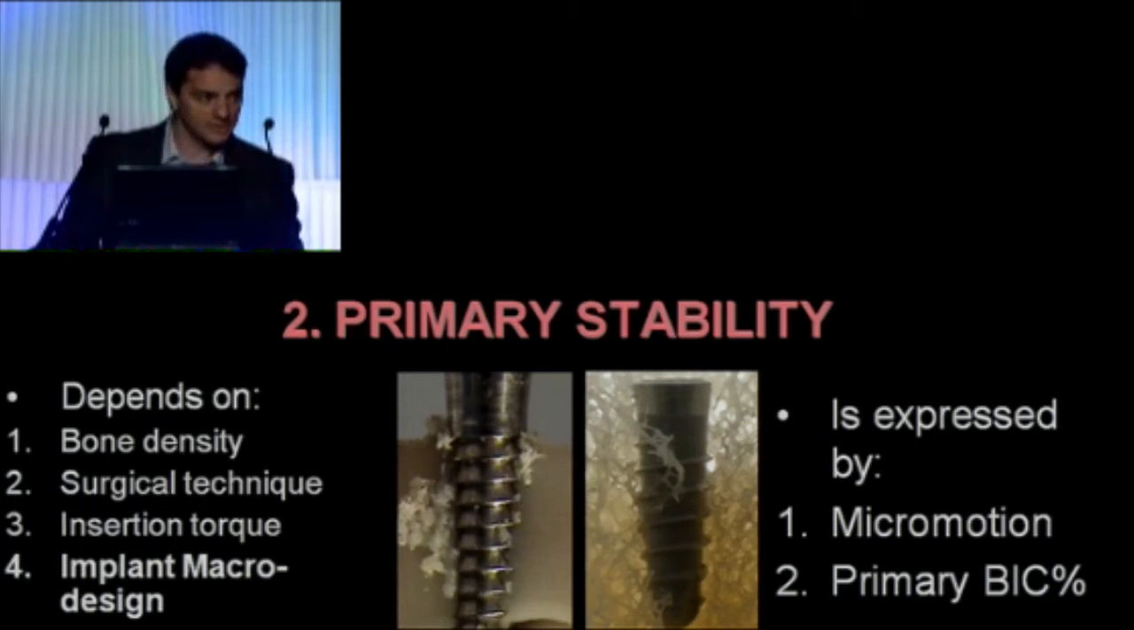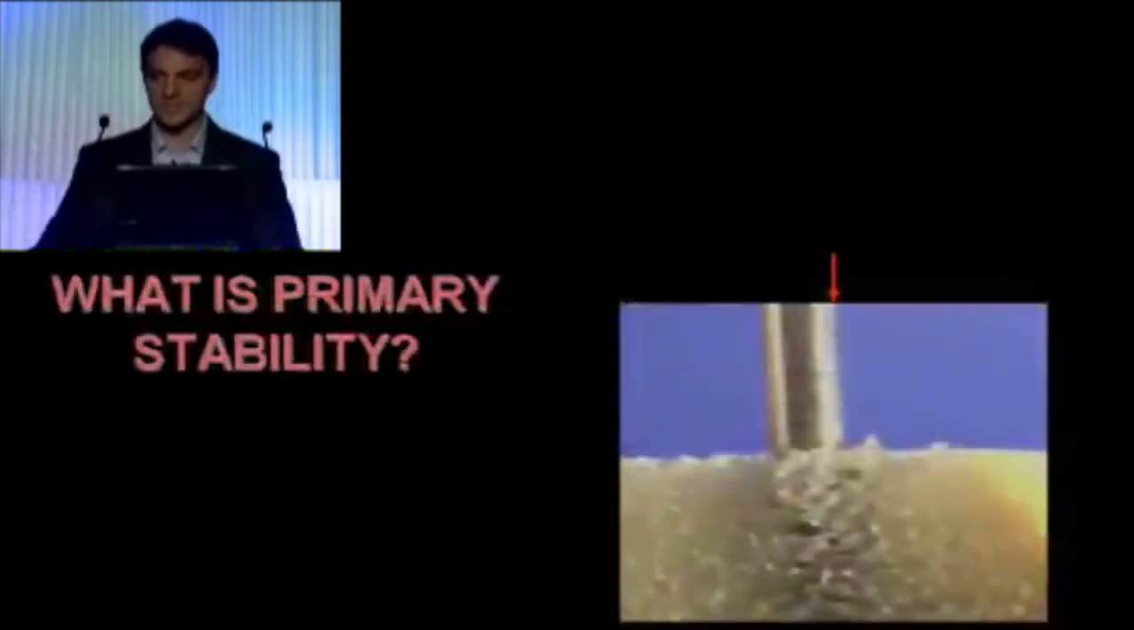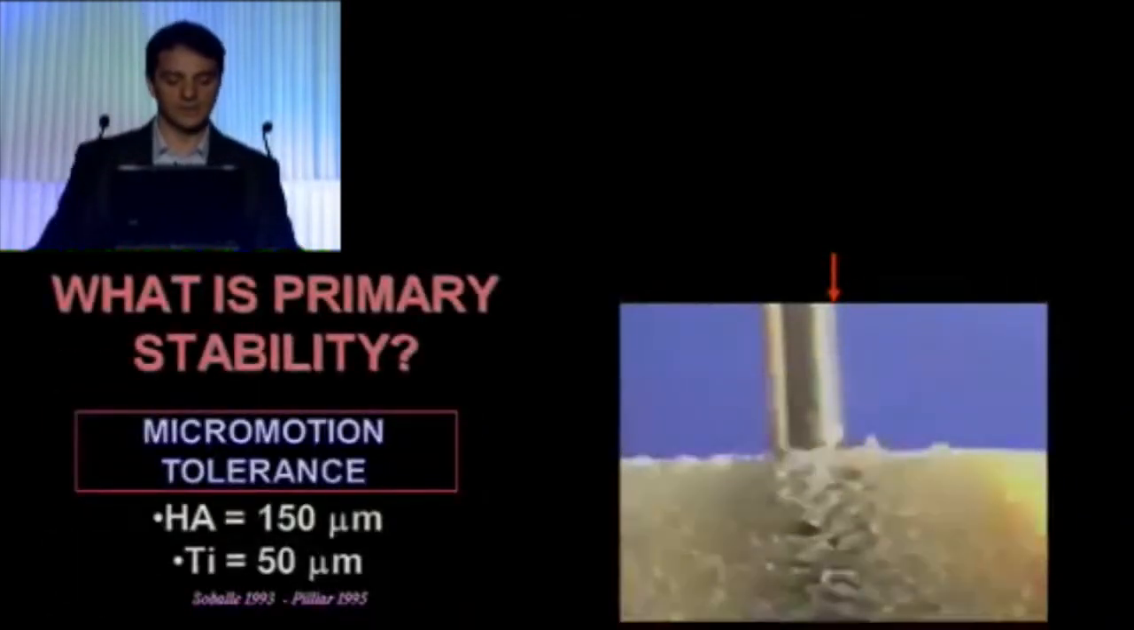Can we measure the movement in the mouth? No, no way. There's no instrument up to date that can be used in the mouth of the patient to measure directly the micromotion. There are some other instruments like Periotest and Osstell, which are said to be able to measure the primary stability or secondary stability, but these are not direct measurements of the stability. They are surrogate measurements. And of course, it's related to primary bone-to-implant contact.